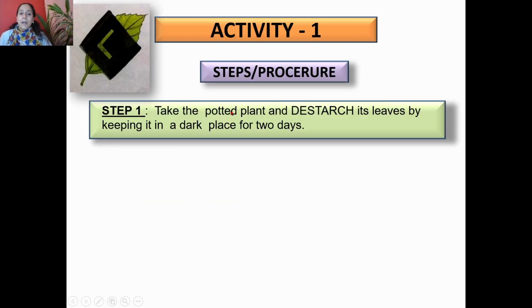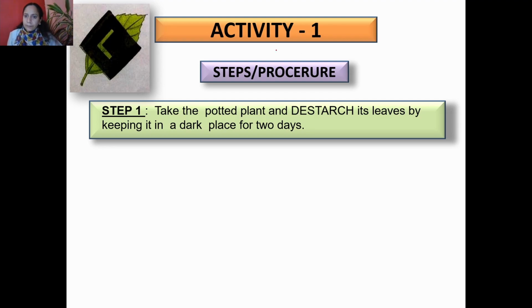Now the procedure. We have to take a potted plant and de-starch its leaves by keeping it in a dark place for 2 days. So what is de-starching, children or viewers? We are keeping our plants in sunlight. They are doing photosynthesis. They are making glucose, and whatever glucose requirement the plant has, it will be utilized. The rest leftover will be converted into starch, and then stored. As and when the plant needs it, it will reconvert it from starch into glucose. It will be like this, children.